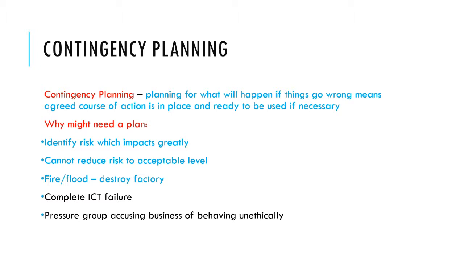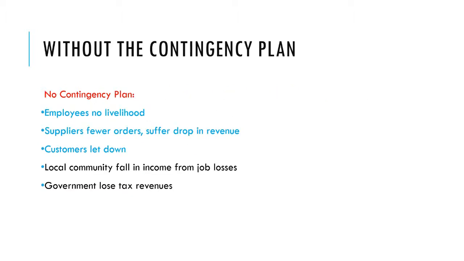If a fire or flood occurs, it will destroy the factory. You need a contingency plan to know what's going to happen after this happens. The same thing will result from a complete ICT failure, and if a pressure group accuses the business of behaving unethically, the contingency plan could just say, no, you're wrong. So what happens if you don't have a contingency plan?